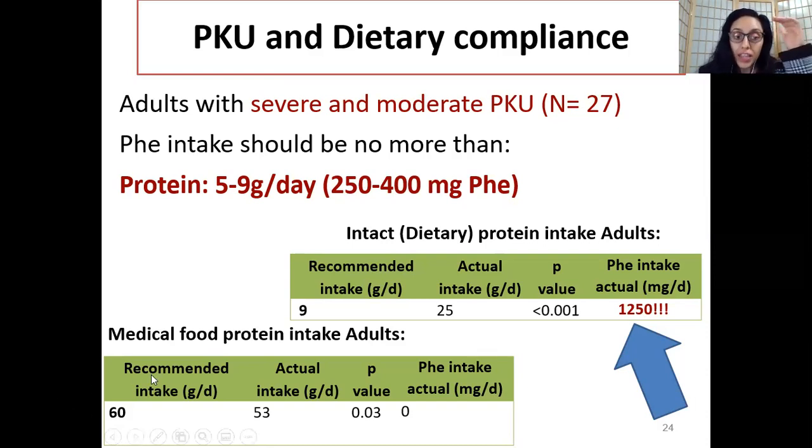Then you have medical foods. Patients were quite adherent to medical foods. The recommended intake for them was roughly 60 grams of medical protein per day, from the medical formula. They were having on an average 53, which was not bad. And as you know, medical formulas do not have any Phe, so of course, they did not have any Phe in their medical formula.